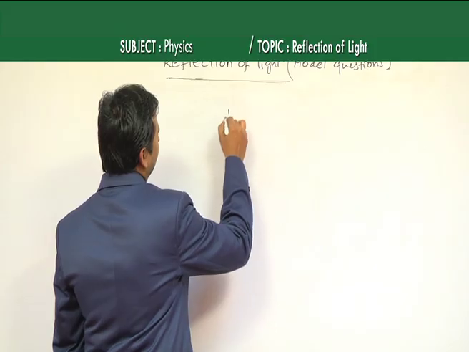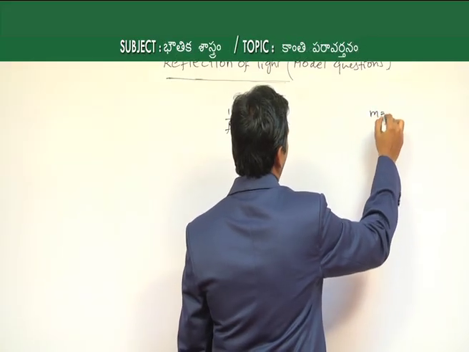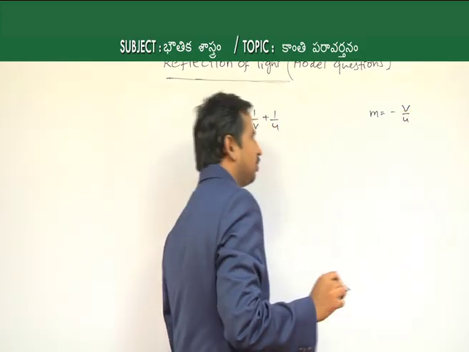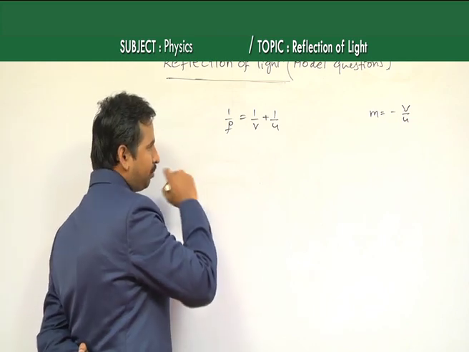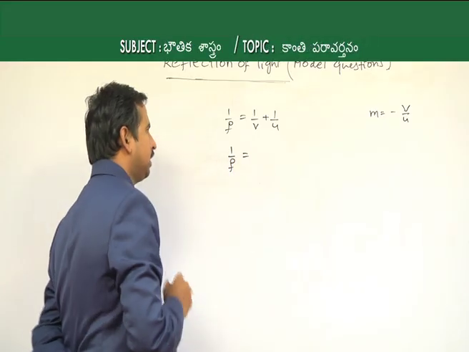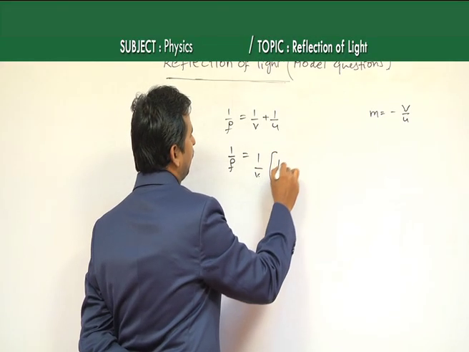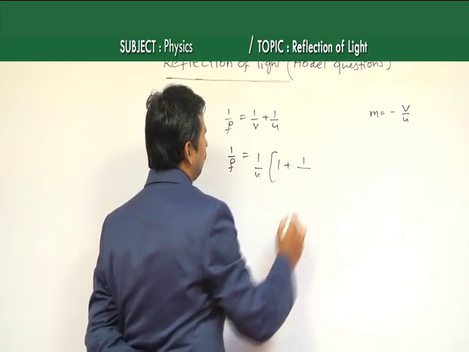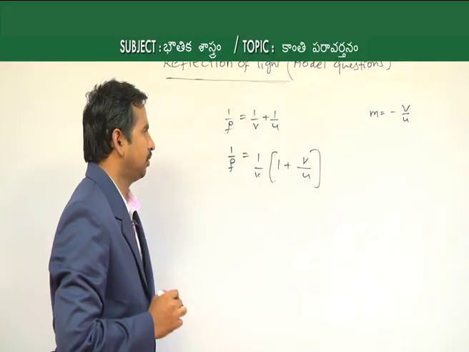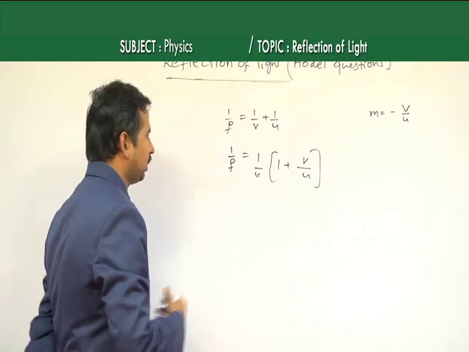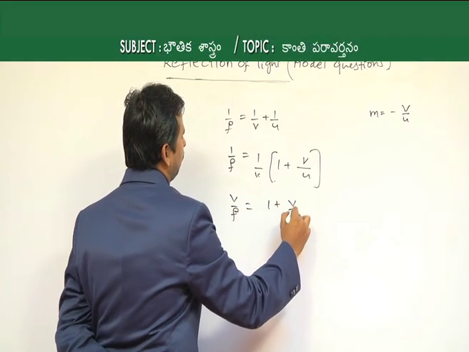We know that 1/f = 1/v + 1/u, and the magnification m, for a concave mirror where we get inverted images, is m = -v/u. From 1/f = 1/v + 1/u, taking 1/v common, we get 1/f = (1/v)(1 + v/u). Bringing v to this side, v/f = 1 + v/u.